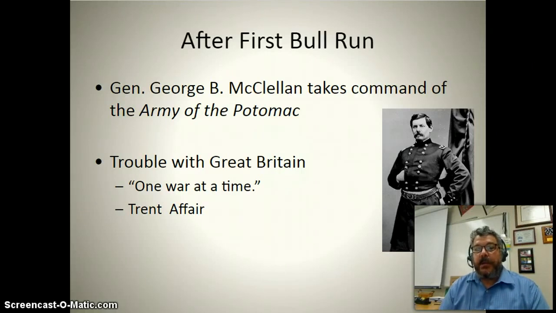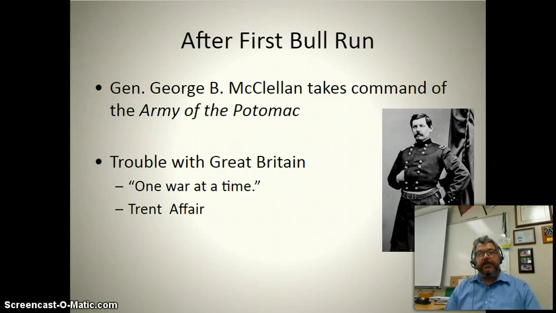Will Great Britain set aside its opposition to slavery and intervene in the war on the side of the South in order to turn that faucet back on? That'll be something that remains to be seen. But we see it pop up early in the war with something called the Trent Affair.